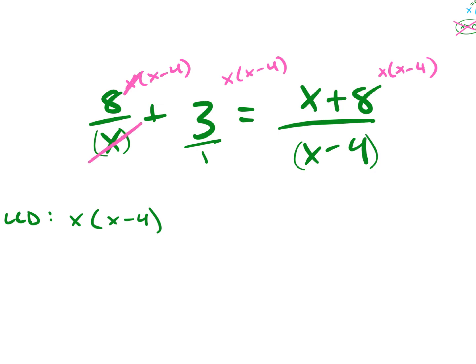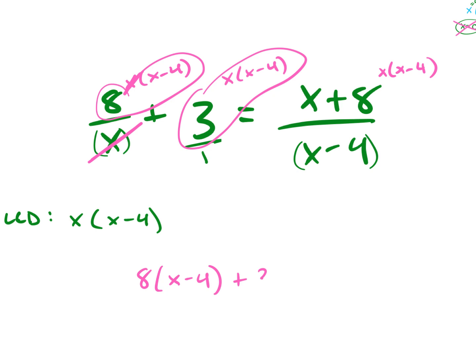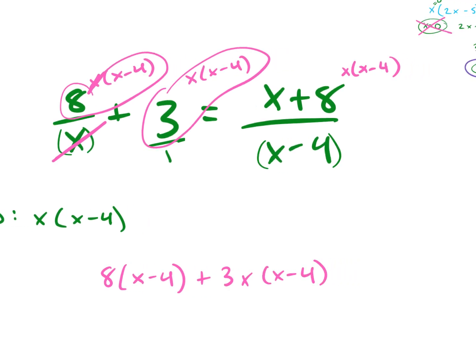So what am I multiplying in the first one? 8 times x minus 4. What about the next one? Everything. Nothing cancels here, so we have plus 3x times x minus 4. And then what about the third one? X minus 4 cancels. So what are we multiplying here? X times x plus 8.